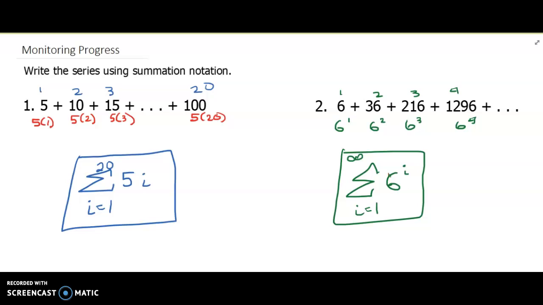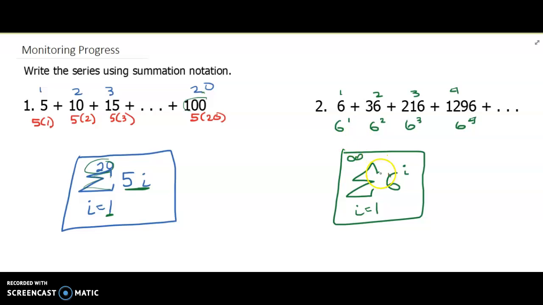Alright, so this is what I got. I noticed each one of these, the first term is 5 times 1, second term is 5 times 2, third term is 5 times 3, and so on and so forth. And I end at 100, which is 5 times 20. So my rule is 5i, and I'm going from 1 through 20 in the sequence. Okay, and then this sigma here tells me I'm going to find the sum of all of those.